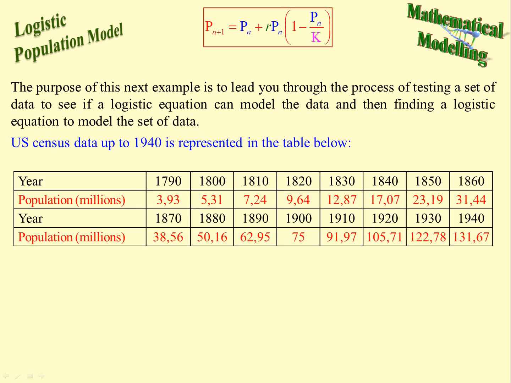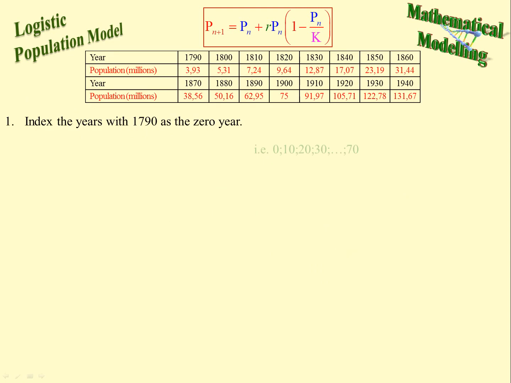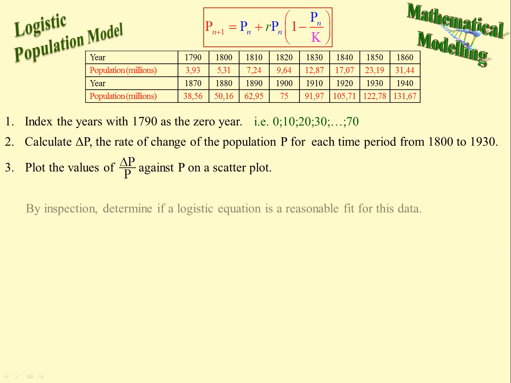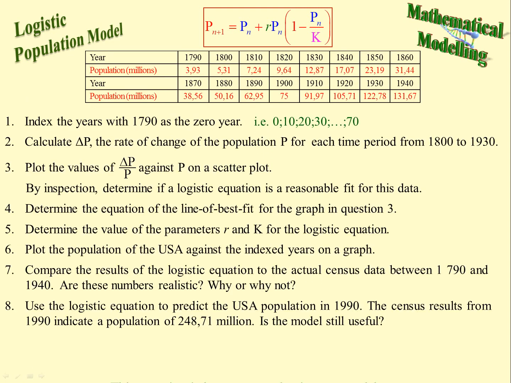So here we have the US census data up to 1940, from 1790, every 10 years. There are a number of questions which we'll deal with one at a time. Question 1 says: index the years with 1790 as the 0 year. Notice the question is best answered using a spreadsheet as usual because this is discrete. Well, all that means is that 1790 is 0, so therefore the next one will be 10 because it's 10 years on.